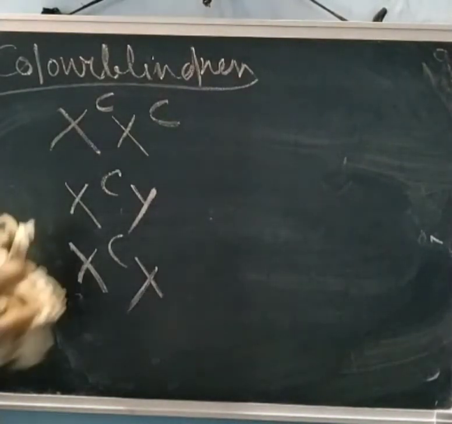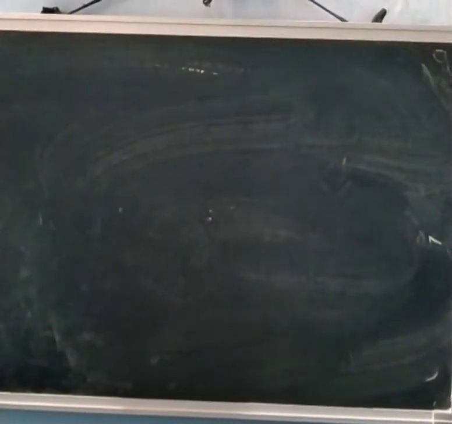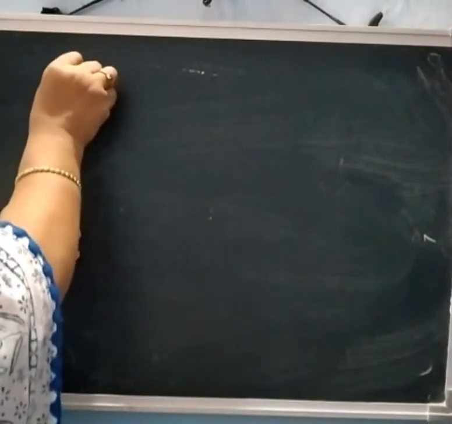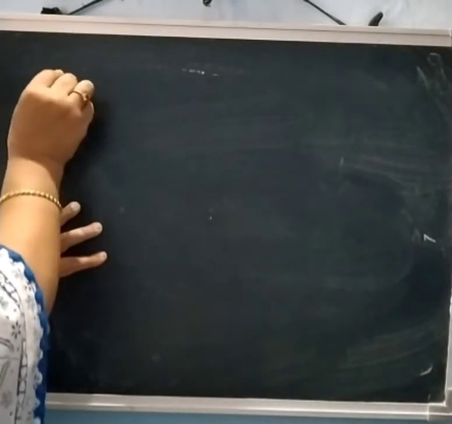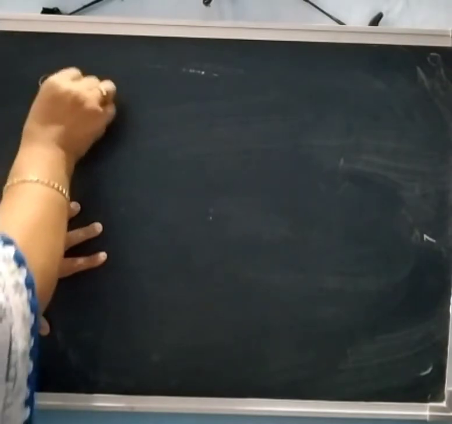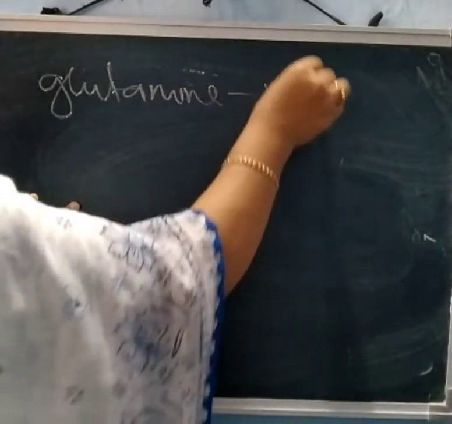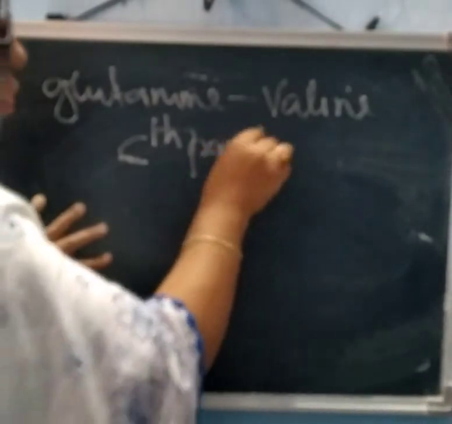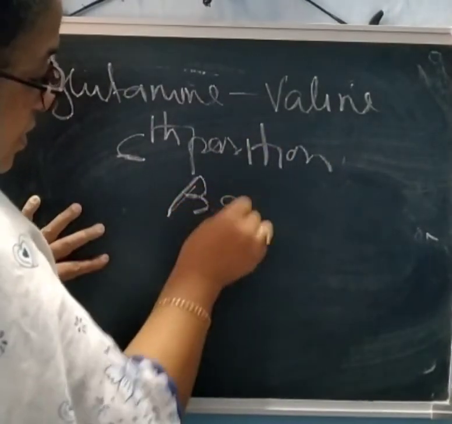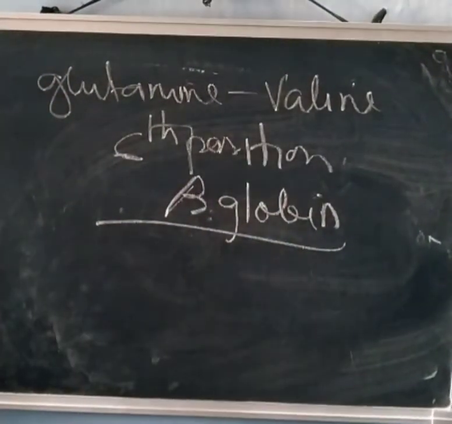Now the next one is sickle cell anemia. Now what is sickle cell anemia? Here sickle cell anemia is because of mutation in DNA. Okay, mutation in DNA, this glutamic acid is an amino acid, and that glutamic acid is changed to valine, and that is at the 6th position of the beta globin chain. So this is actually the cause, how this glutamic acid is changing to valine.